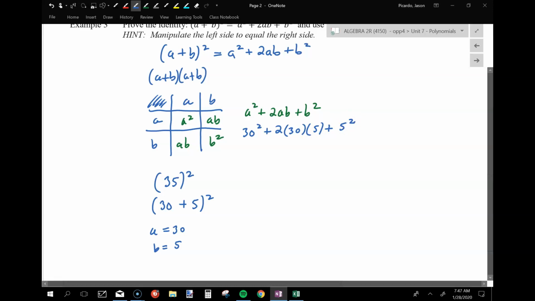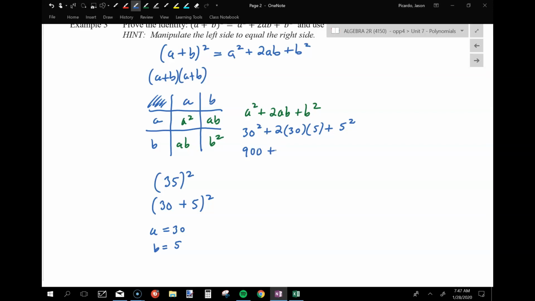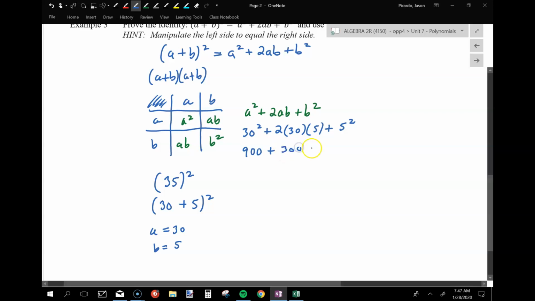Somebody said 30 squared is 900. Plus, what's 2 times 30? 60. What's 60 times 5? 300. And then 5 squared is 25. And put this all together and you get 1225.